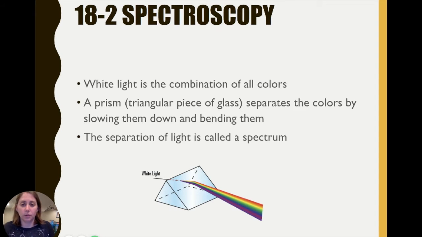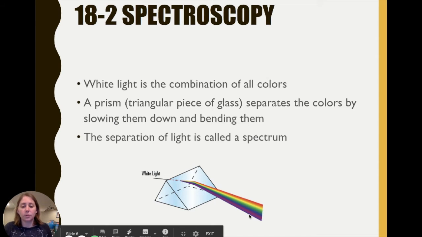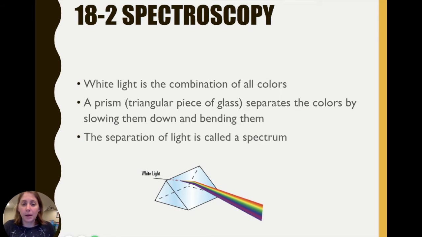My light is going to slow down. When it slows down, it's going to bend according to their wavelength. So the red has the longest wavelength, and blue or purple have the shortest wavelength. So you'll see a nice spread of the colors according to their wavelength. Now, a more common example of this would be a rainbow.